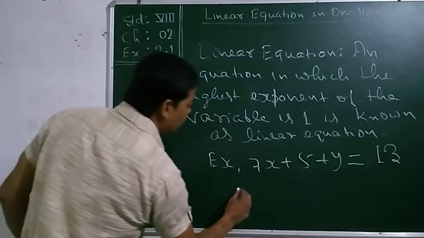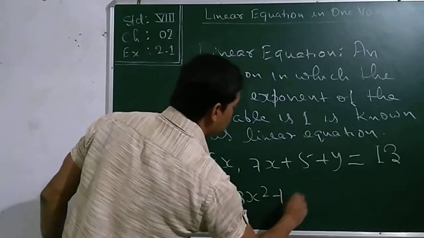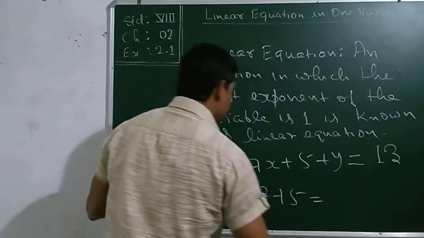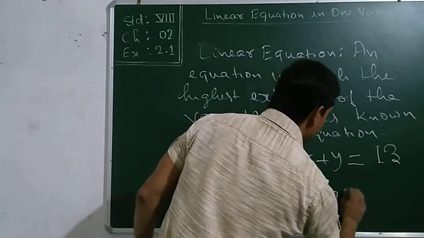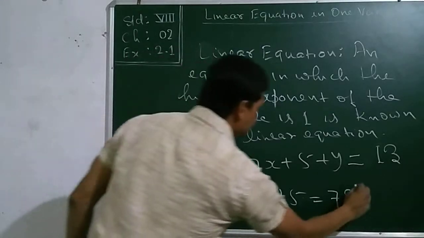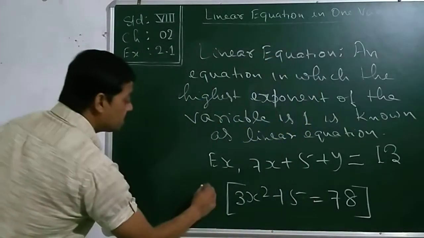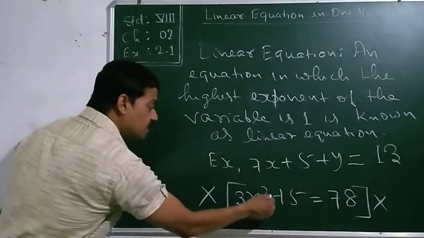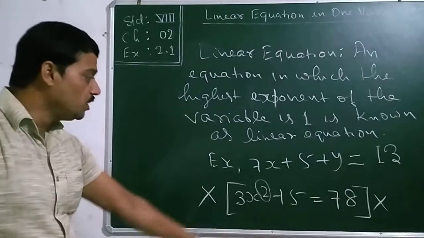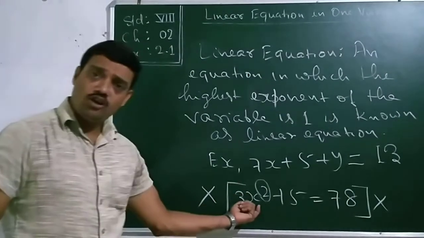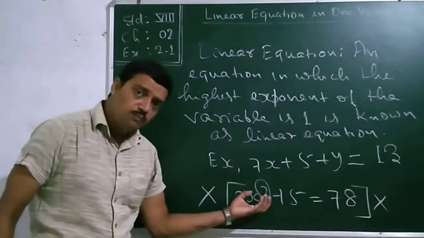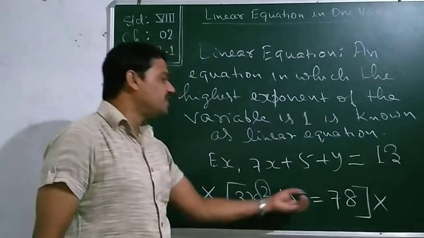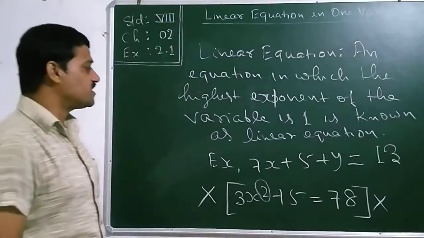But if you write 3x square plus 5 equal to 78, very easily we can say this is not a linear equation, as the highest exponent we got here is 2. If the exponent on the variable is more than 1, then that is not a linear equation.